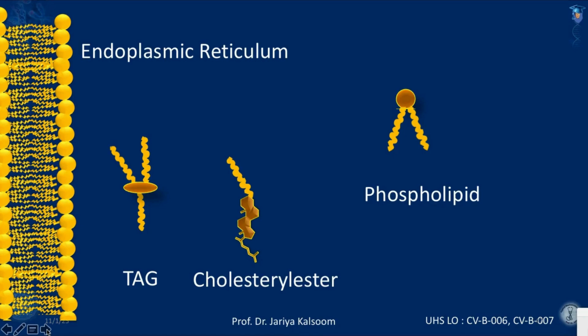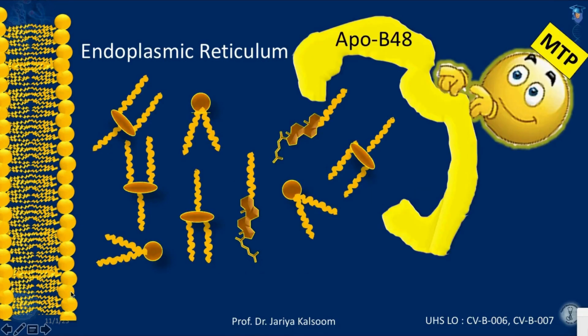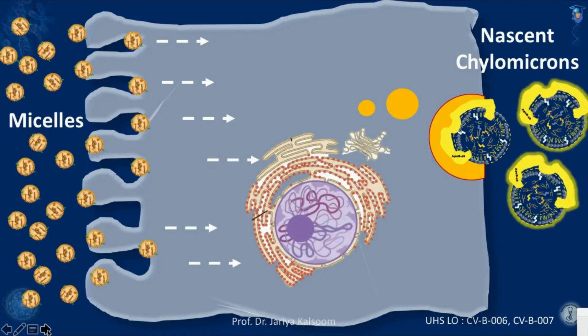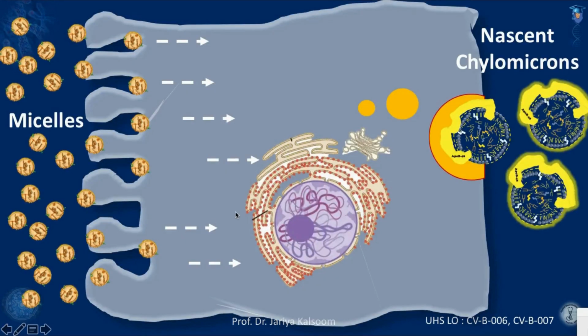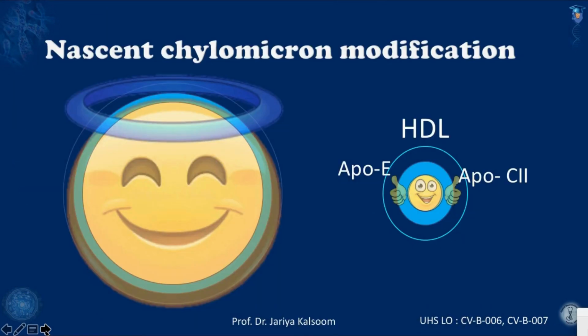So, now these are increased in size and these cannot be transported out of the enterocyte as such. So, what happens is that microsomal transfer protein packs these lipids into ApoB48. ApoB48 is the apolipoprotein, and microsomal transfer protein packs these into ApoB48, forming the chylomicrons.